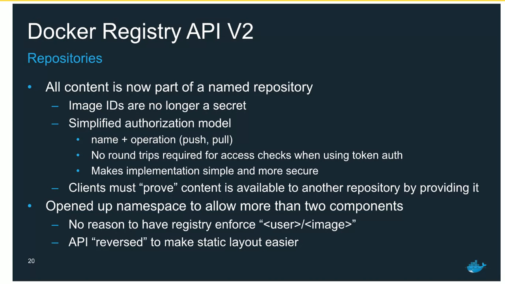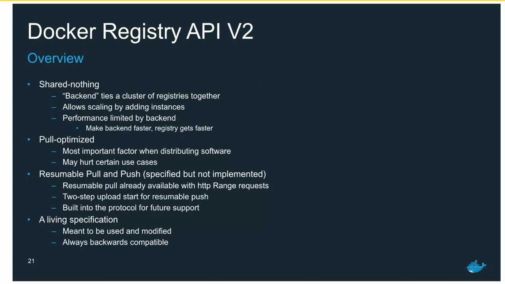Another aspect, I'll cover some interesting aspects of that later. We opened up the namespaces to allow more than one component. So there's no reason to have the registry enforce user/image. We wanted to open that up and make that more of a convention. We also reversed the API to make static layout easier. I'll gloss over this slide, but these are some other aspects we considered in the API V2 design, as well as the implementation of the registry.